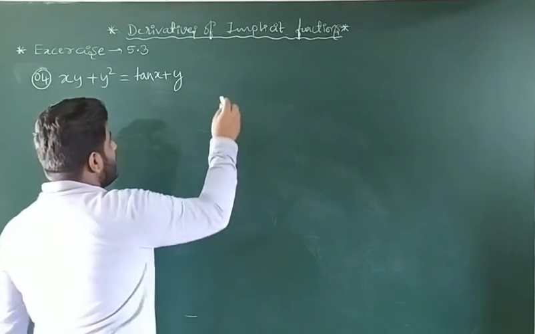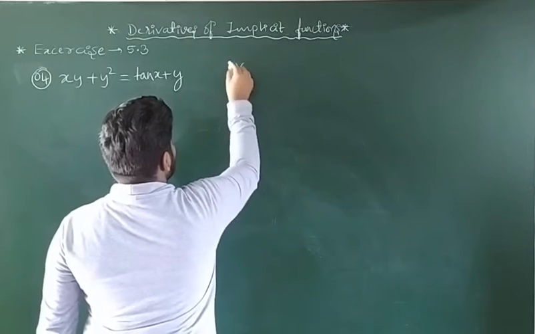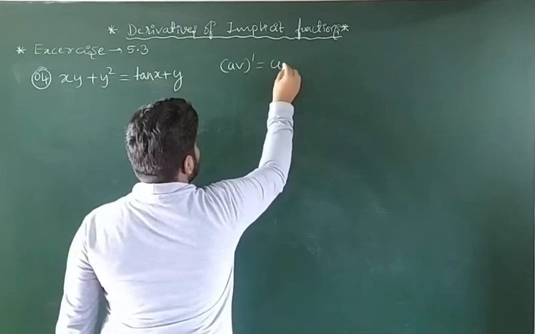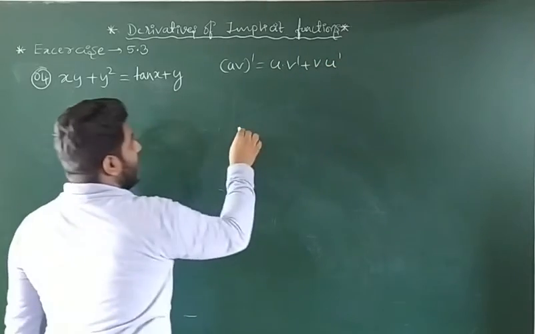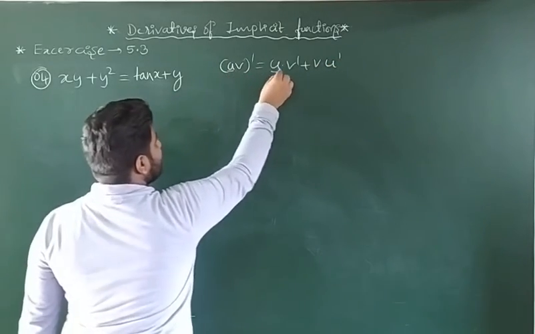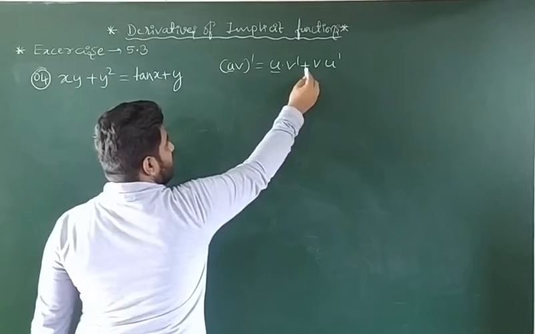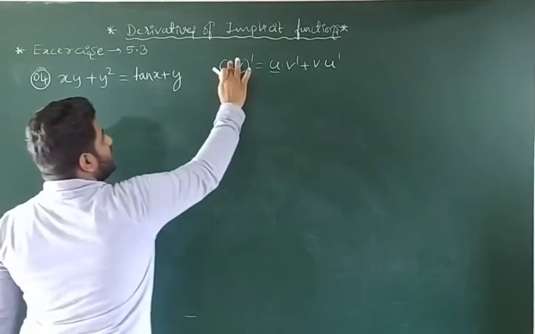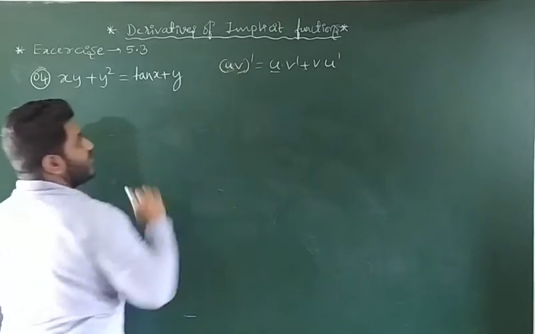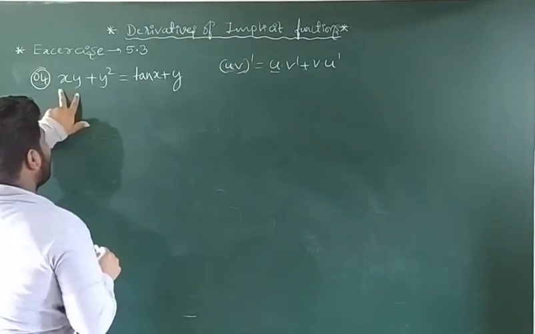What is the product rule? Product rule is the uv rule. (uv) dash equals u as it is, v dash, plus v as it is, u dash. That means first function as it is, differentiation of second function, plus second function as it is, differentiation of first function. So this is the uv rule, which we call the product rule. That we have to apply here.